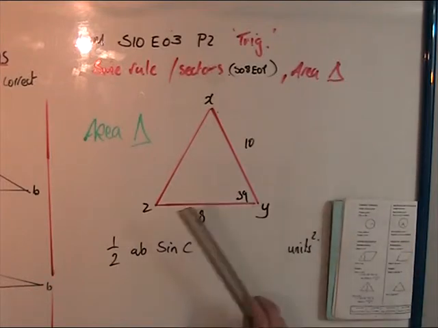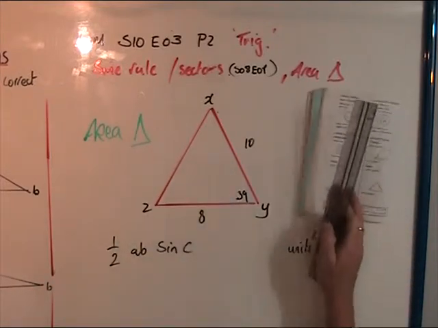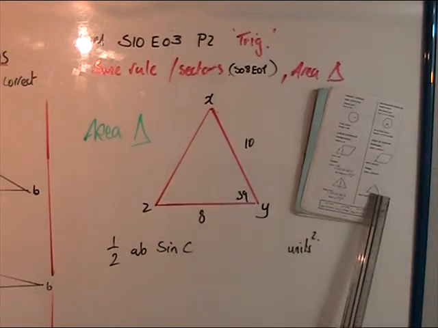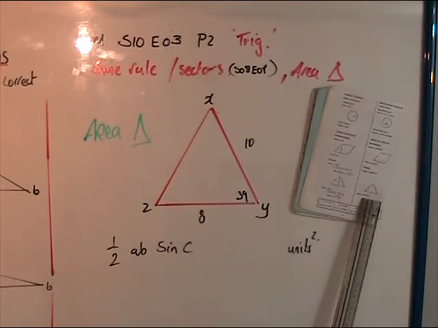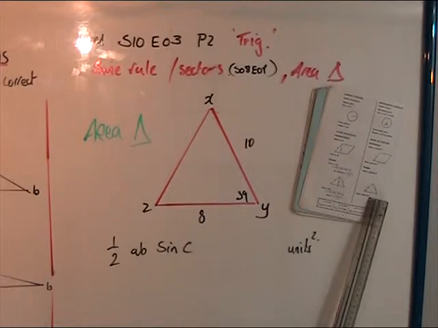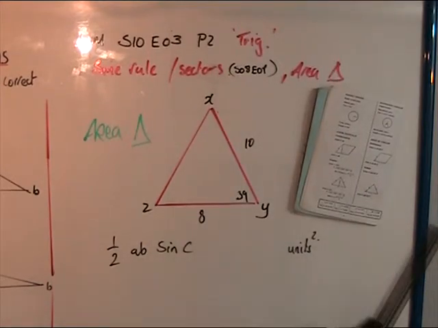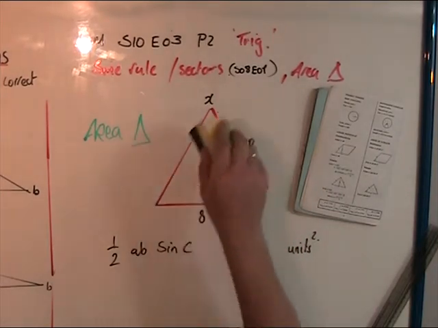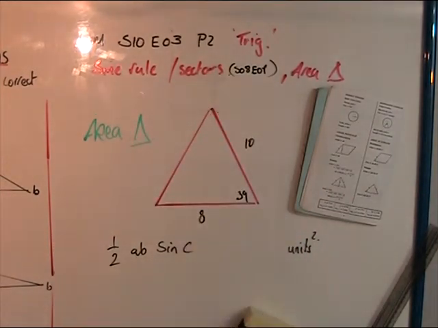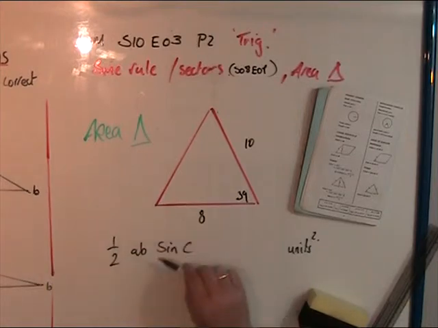Okay, so now look, we're given this formula here, and we're looking for the area of a triangle. The area of a triangle is on page 6. Area is equal to half ab sine C. Now we've got Z, Y, X, and now we have to change things around. You have to manipulate it to suit the formula.